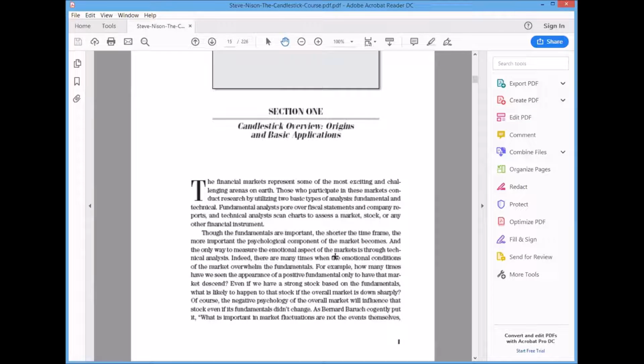And it says, the financial markets represent some of the most exciting and challenging arenas on earth. Those who participate in these markets conduct research by utilizing 2 basic types of analysis, fundamental and technical. Fundamental analysts pore over fiscal statements and company reports, and technical analysts scan charts to assess a market, stock, or any other financial instrument.